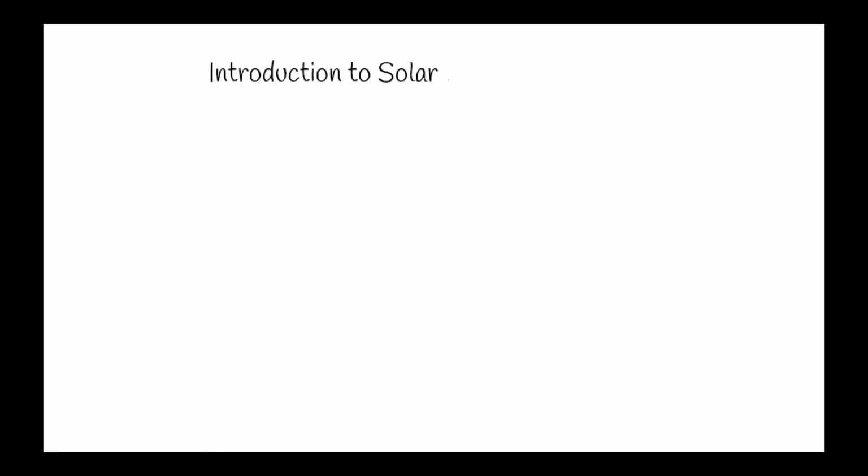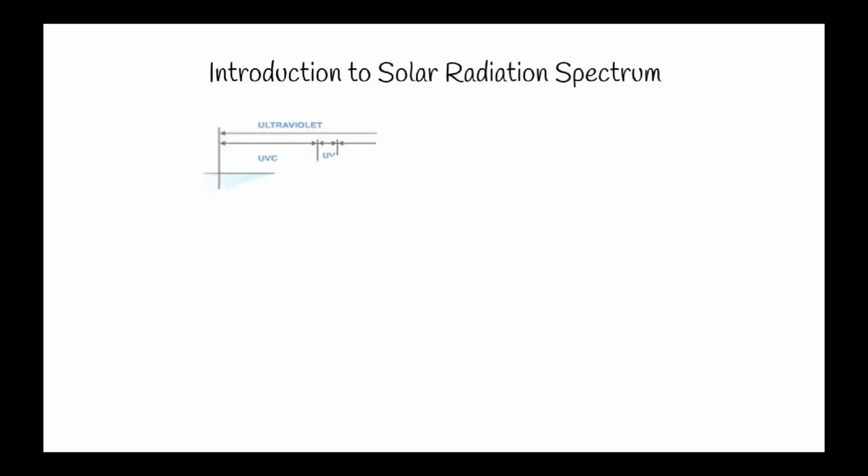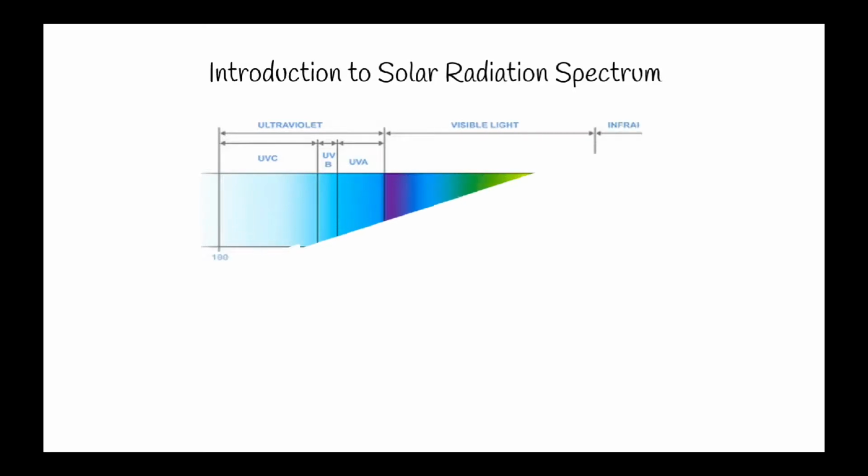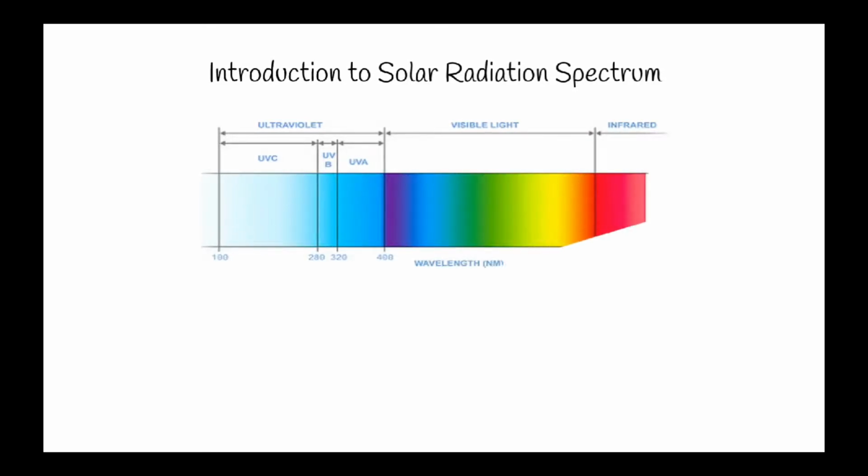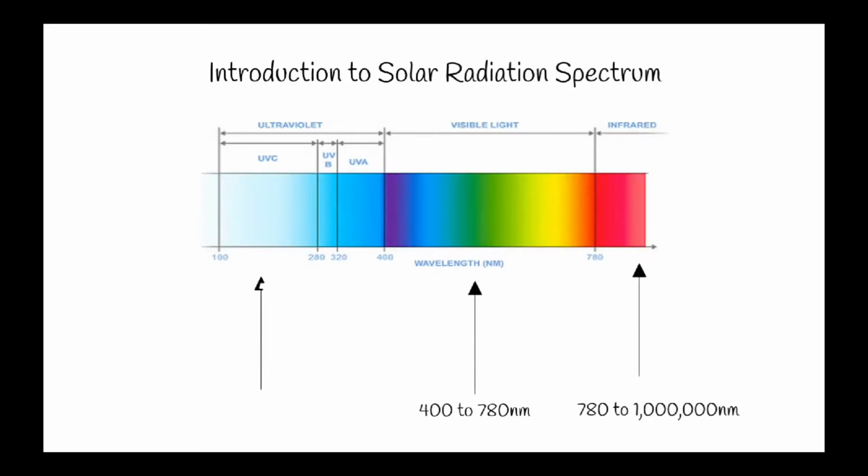There are 3 spectrums under the solar radiation. They are ultraviolet, visible, as well as the infrared. In the infrared spectrum, the wavelengths are 780 to 1 million nanometer. In the visible light spectrum, we have wavelength 400 to 780 nanometer. In the ultraviolet, we have wavelength 100 to 400 nanometer. In this session, we'll be talking about the ultraviolet spectrum.